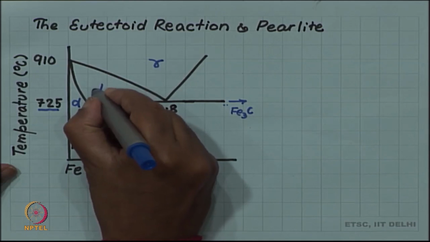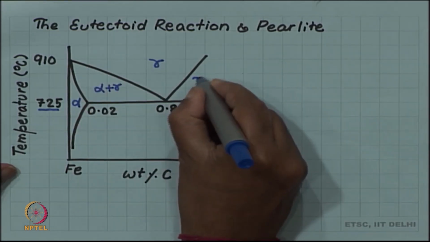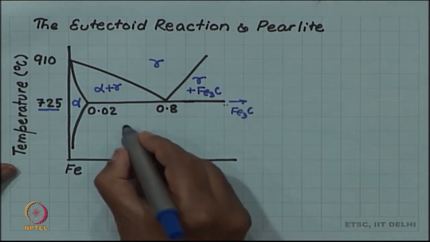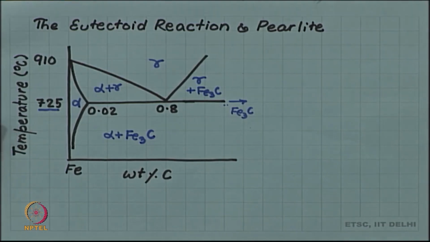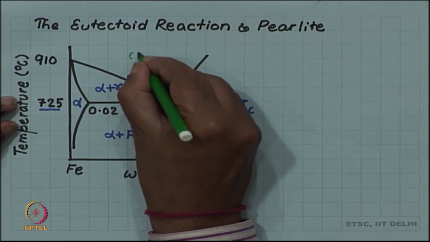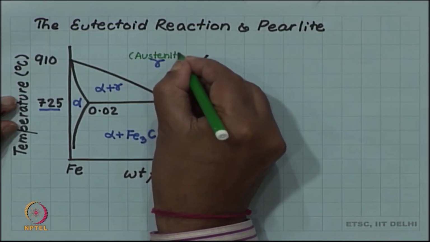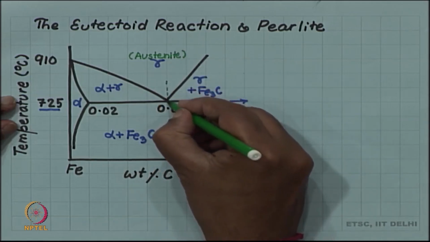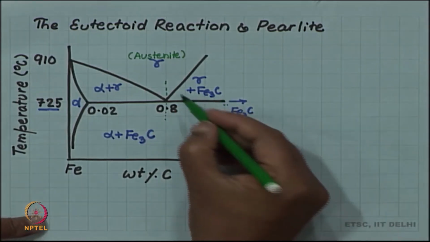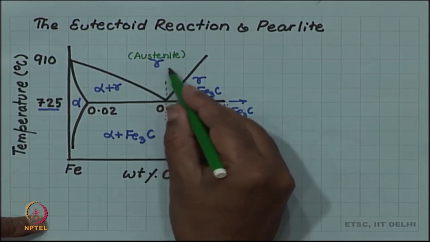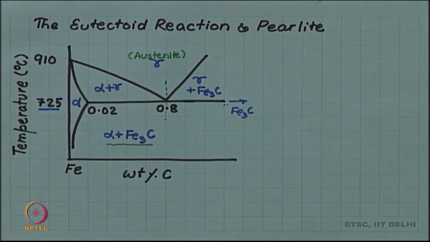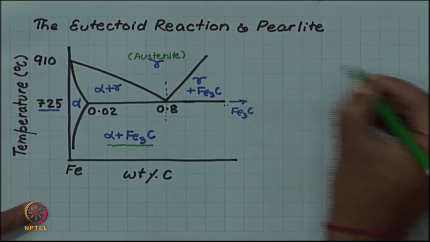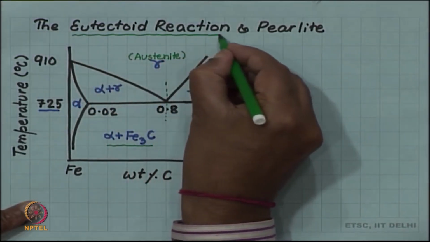Which means now by the 1-to-1 rule you have alpha plus gamma here, you have gamma plus Fe3C here, and you have alpha plus Fe3C here in the two phase regions. So, you can see here that if we cool gamma, and recall the names, gamma was austenite. If you cool austenite of 0.8% carbon gradually such that equilibrium is maintained, then above 725 it will remain austenite or gamma, but below 725 it will transform into alpha plus Fe3C. So, this is the reaction which is called the eutectoid reaction.